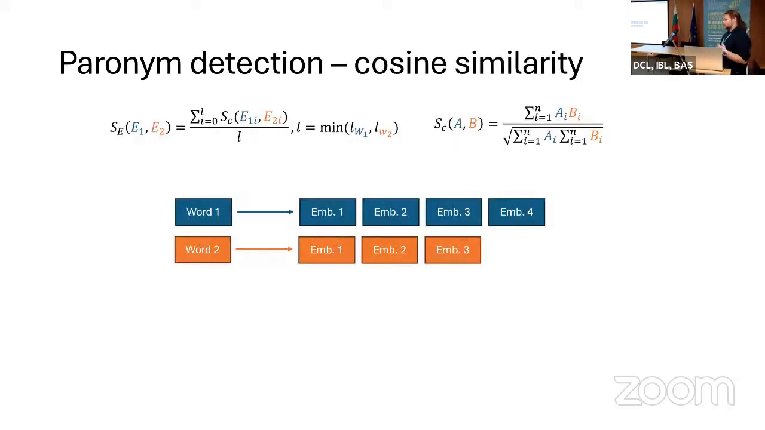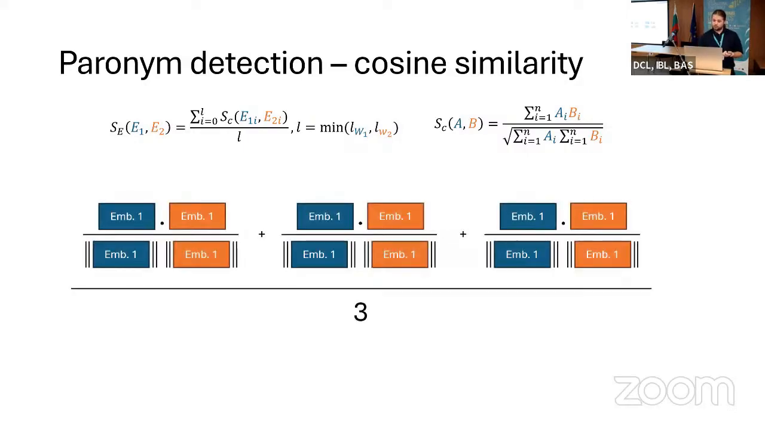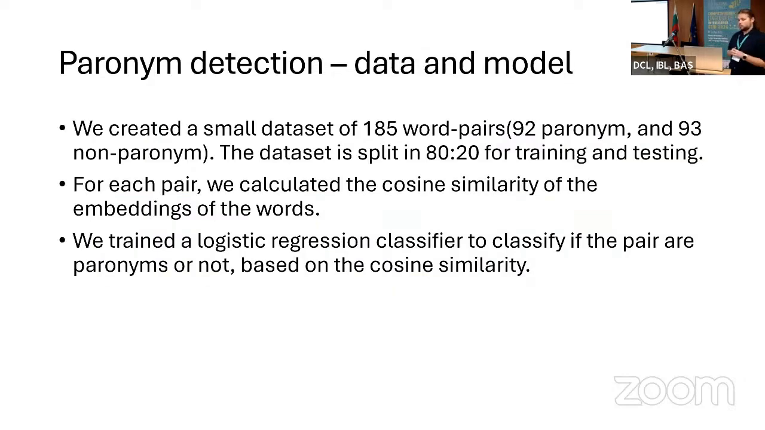Of course, when dealing with embeddings, cosine similarity is an important metric used everywhere. We compare each vector, we compare the length of the words in the given formula, and we get a metric of how close the two words sound. From there, we created a small data set with 185 words, 92 paronyms and 92 non-paronyms. We split the data set and we created a simple logistic regression classifier to classify if two words are paronyms or not.